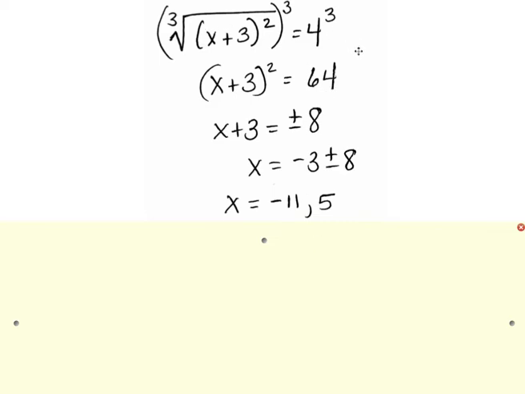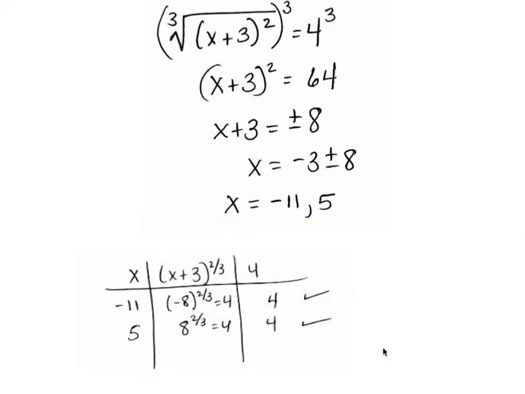Now notice I cubed both sides of my equation, so I need to check to make sure there are no extraneous solutions. So I plug in -11 for x, I find that it's 4. I plug in 5 for x, I find that also gives me 4. So since that satisfies my equation, both of those solutions work.